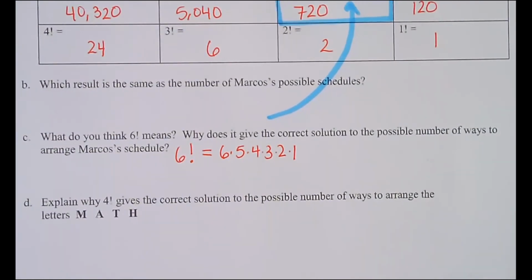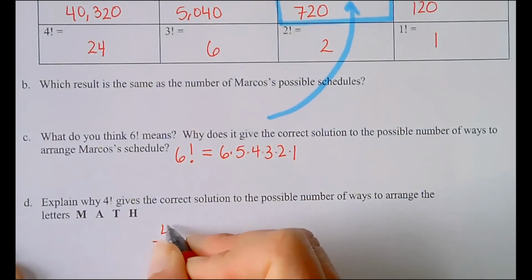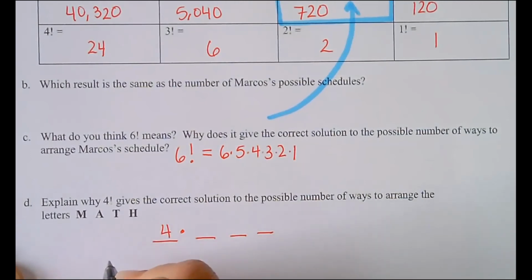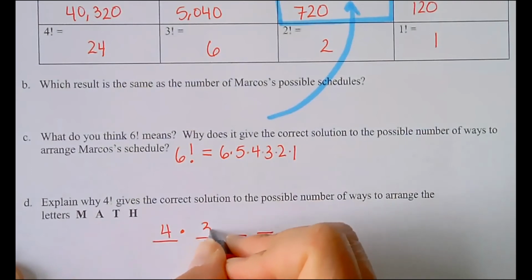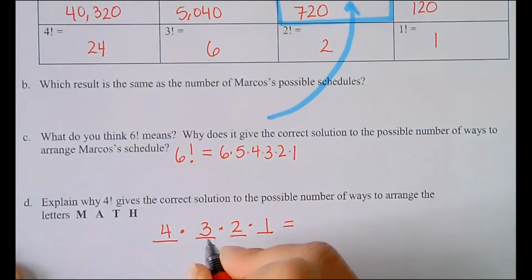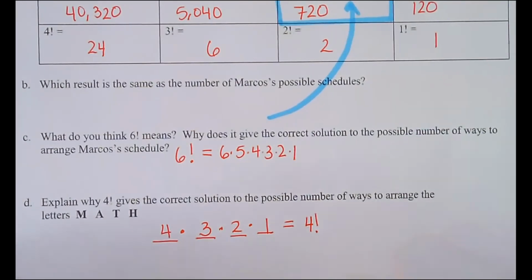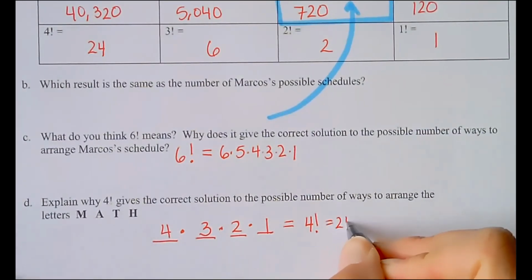So on part D here, it says, explain why 4 factorial gives the correct solution to the possible number of ways to arrange the letters M, A, T, H. So we have these 4 letters, and we're going to put them in different orders, and we want to know how many. So first, second, third, fourth. For the first one, we have 4 different letters we could pick from. And then once I pick that letter, I now only have 3 left, then 2 left, then 1 left. And 4 times 3 times 2 times 1 is 4 factorial, which is 24.